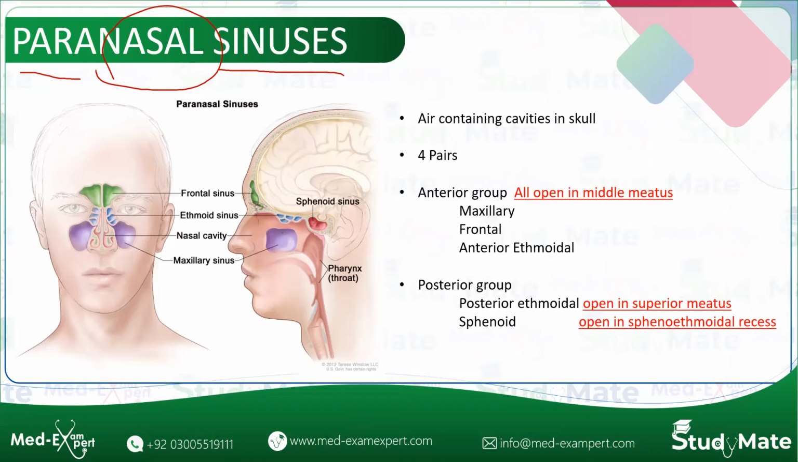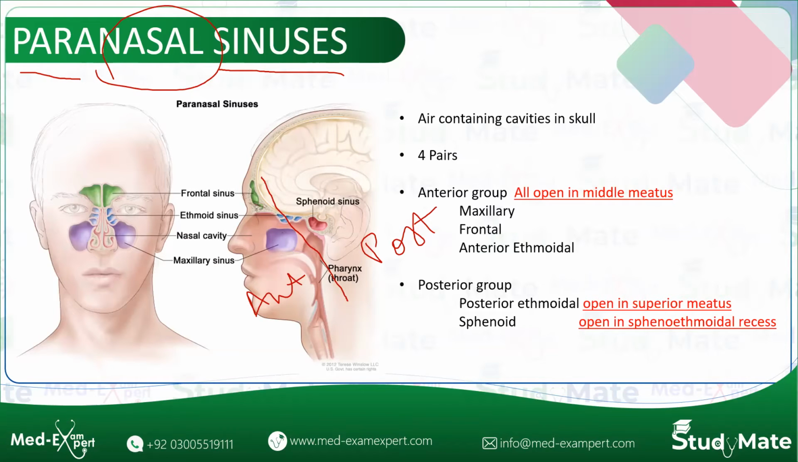We have an anterior group and a posterior group of the paranasal sinuses. Anterior group contains maxillary, frontal, and anterior part of the ethmoidal air cells, whereas the posterior group contains posterior ethmoids and the sphenoid sinuses. So if we draw a line here, dividing the ethmoids into 2, the cells anterior to this line are called the anterior group of the paranasal sinuses, whereas the sinuses posterior to this line are known as the posterior group of the paranasal sinuses.